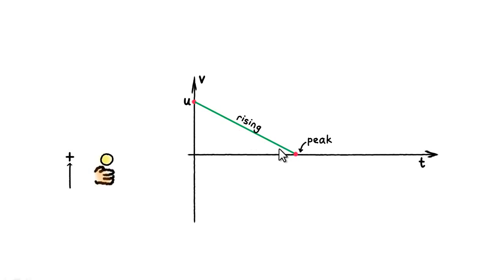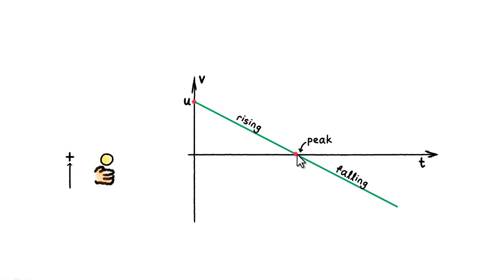The gradient of this VT graph is of course g, which is equal to 9.81 meters per second squared. Past the peak, the ball is going to speed up at a constant rate of 9.81 meters per second squared, and so it's going to be a straight line going into the negative region.